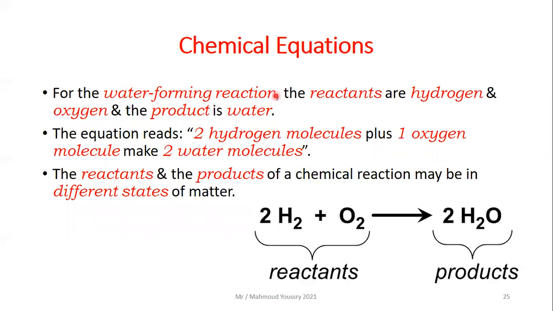For the water forming reaction, as we talked before, the reactants are hydrogen and oxygen, and the product is water. The equation reads, as you can see here, 2 hydrogen molecules plus 1 oxygen molecule make 2 water molecules. The reactants and the products of the chemical reaction may be in different states of matter. Yes, the hydrogen and the oxygen are gases, while water is a liquid.